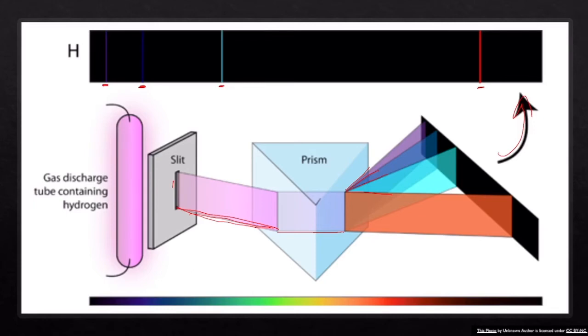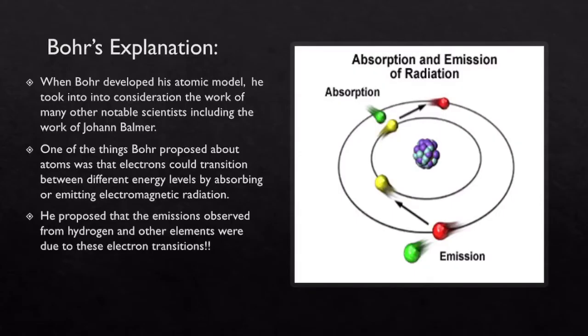So this is what people were seeing, and they were like, I don't know why I'm seeing this, but I'm seeing it. And then Bohr came along. When he developed his atomic model, he took into consideration the work of many other notable scientists, including the work of Johann Balmer. One of the things that Bohr proposed about atoms was that electrons could transition between different energy levels by absorbing or emitting electromagnetic radiation.